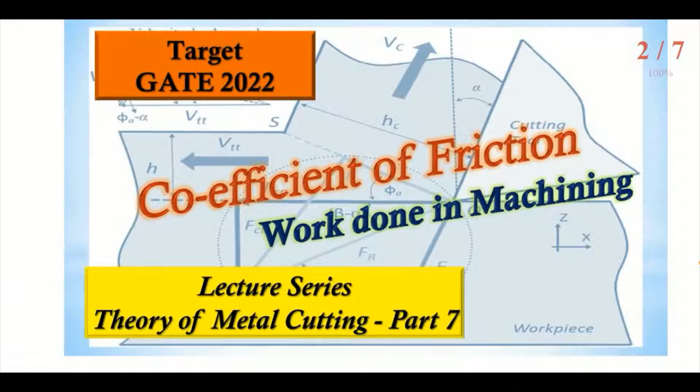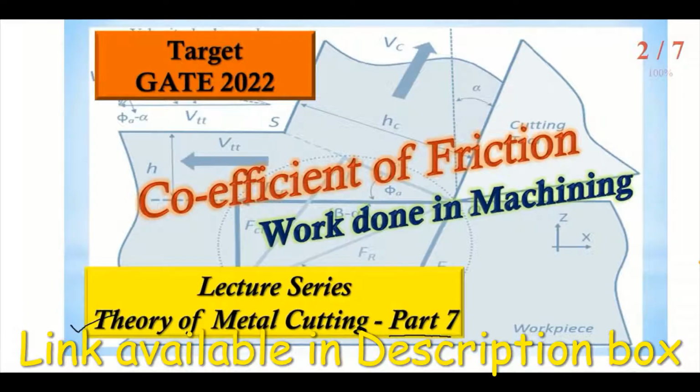So in this channel we have started the lecture series regarding theory of metal cutting. Today we are going to see part 7 of this lecture series, that is derivation for coefficient of friction and work done in machine. If you missed earlier videos, the link is available in the description box, you can check. Now we are going to see how we derive the coefficient of friction.